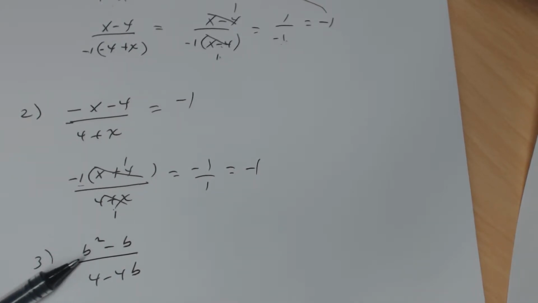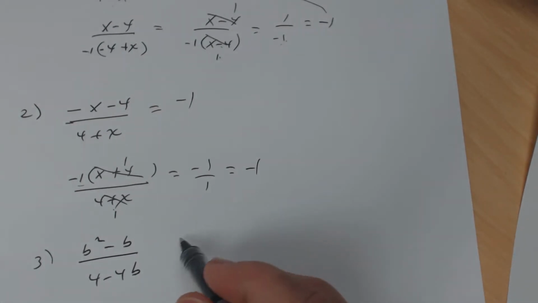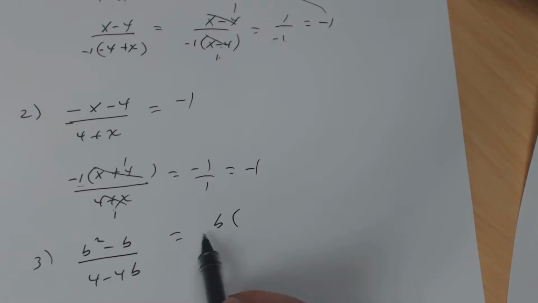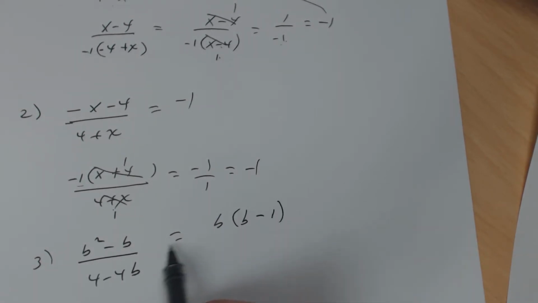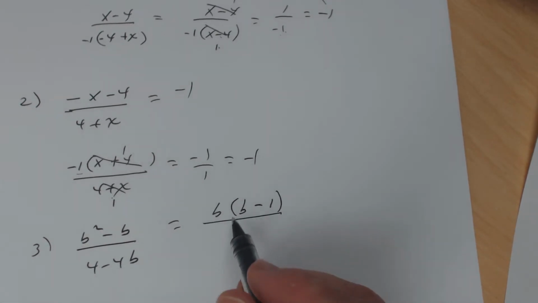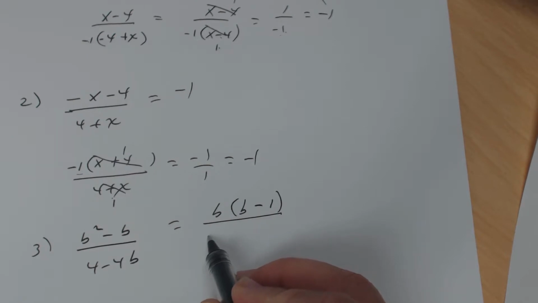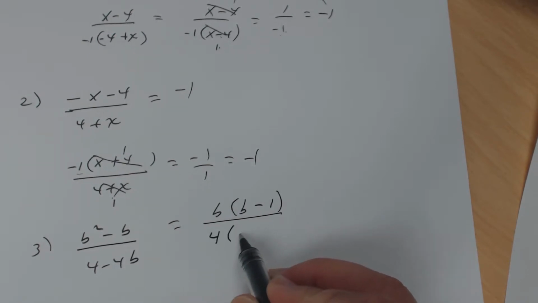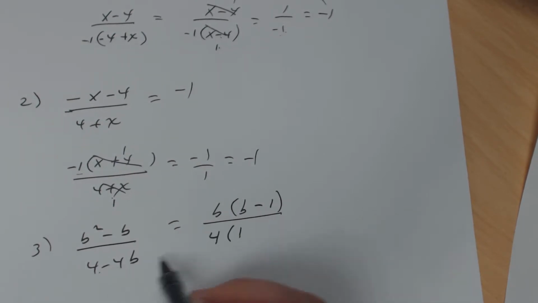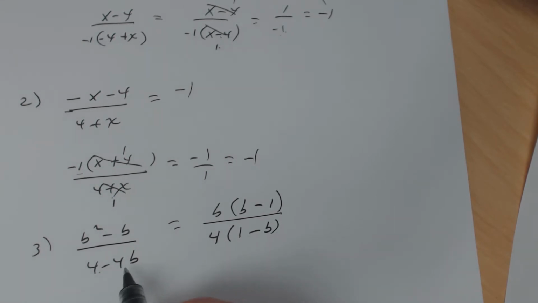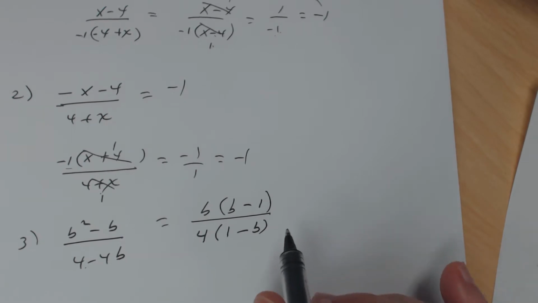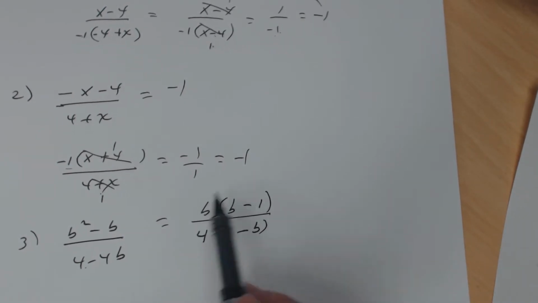Okay, so from the numerator, first of all, the GCF of the numerator is b, so I can factor out a b, and I'm left with b times b is b squared minus 1, because b times a negative 1 is a negative b. In the denominator, though, I can factor out a 4, so I get 4 times 1, 4 times 1 is 4, minus b, because 4 times a negative b is a negative 4b. Okay? All right, so look at your factors, see if you can reduce.